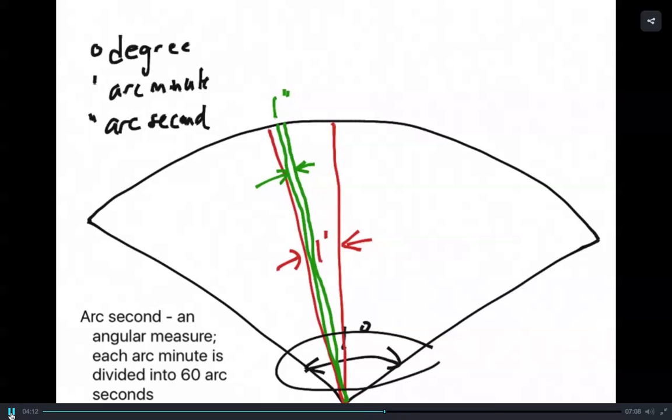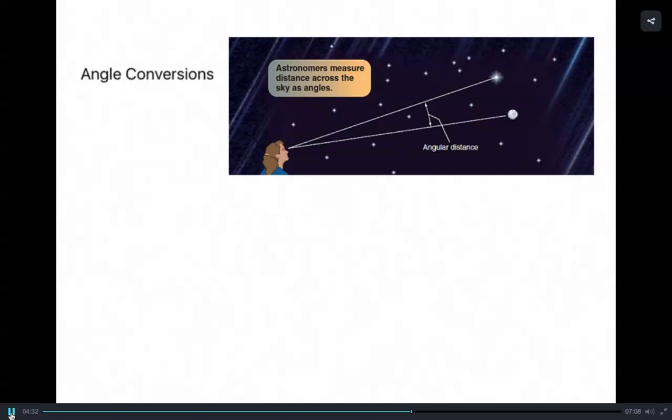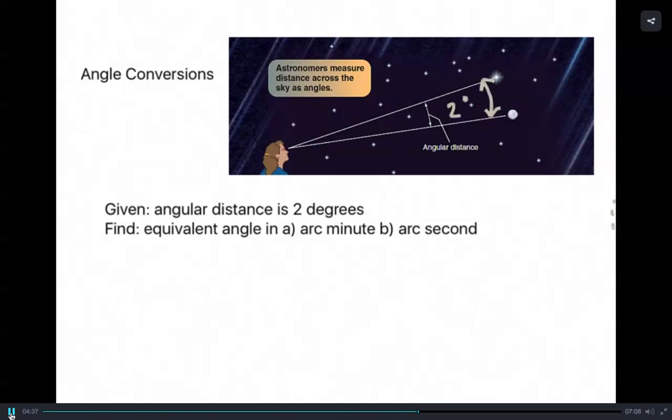So as you can see, the degree is a really large angle compared to the arc minute, compared to the arc second. There are 60 pizza pie slices in 1 degree. Likewise, there are 60 pizza pie slices in 1 arc minute. Let's say the angular distance in this cartoon from the star to the moon is 2 degrees. Let's say you wanted to find the equivalent angle in arc minutes and in arc seconds. You know the equations that 1 degree is equal to 60 arc minutes, and 1 arc minute is equal to 60 arc seconds.